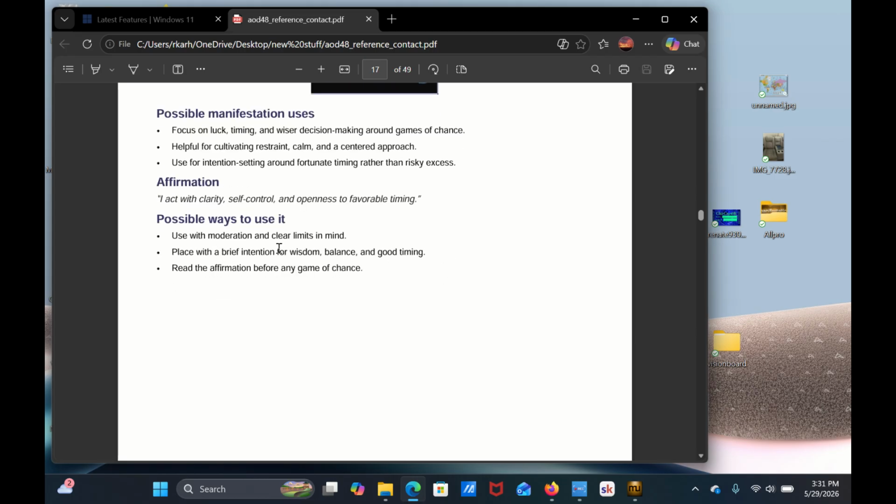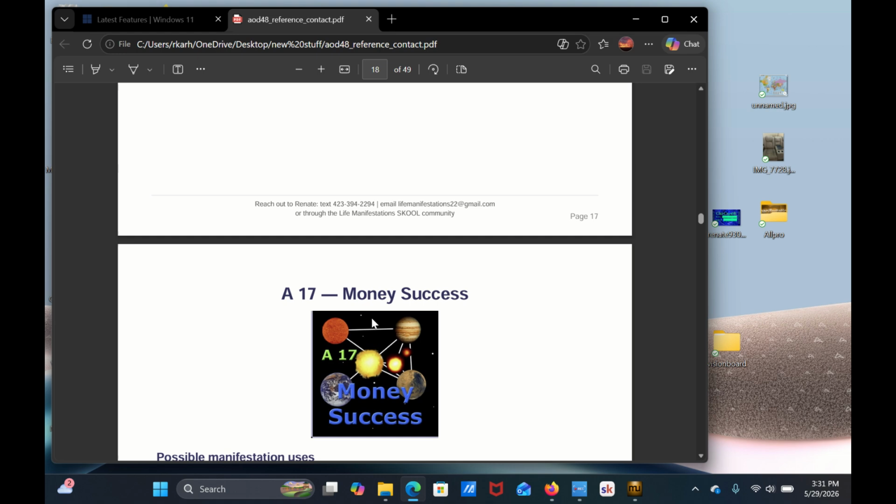Possible ways to use it. Use with moderation and clear limits in mind. Place with a brief intention for wisdom, balance, and good timing. Read the affirmation before any game of chance.